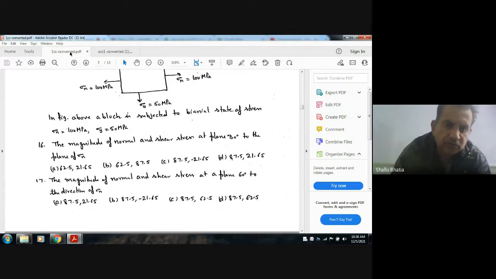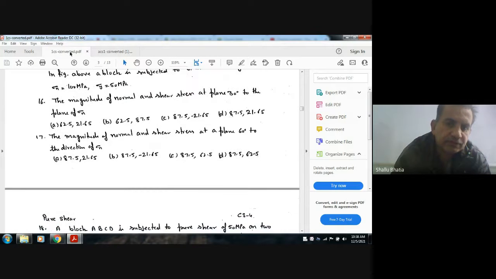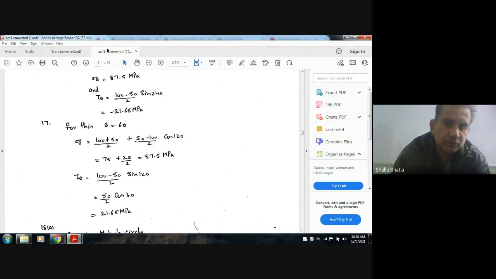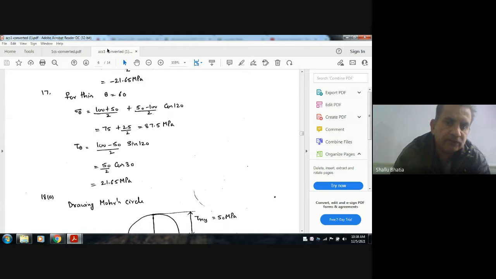Now the next question is the magnitude of normal and shear stress at a plane 60 degrees to the direction of sigma x. We have to find the normal and shear stress at an angle of 60 degrees to the direction of sigma x. So it is the same as the plane of sigma y. We can directly put theta is equal to 60 degrees and find out sigma theta and tau theta.